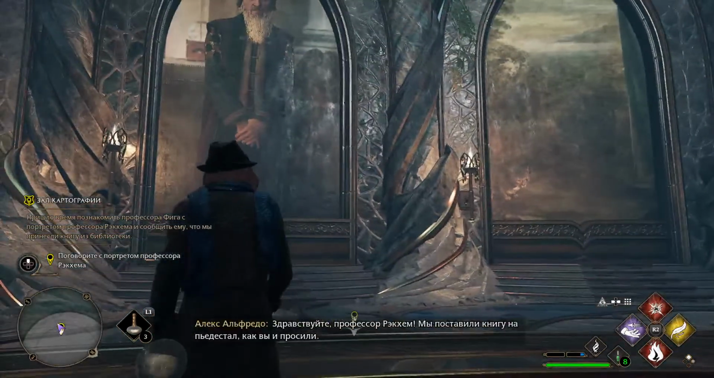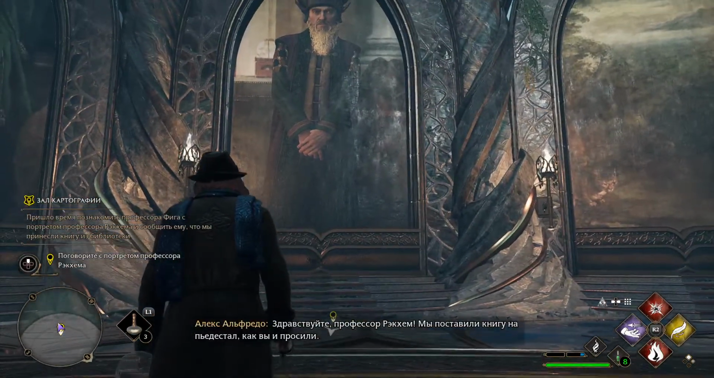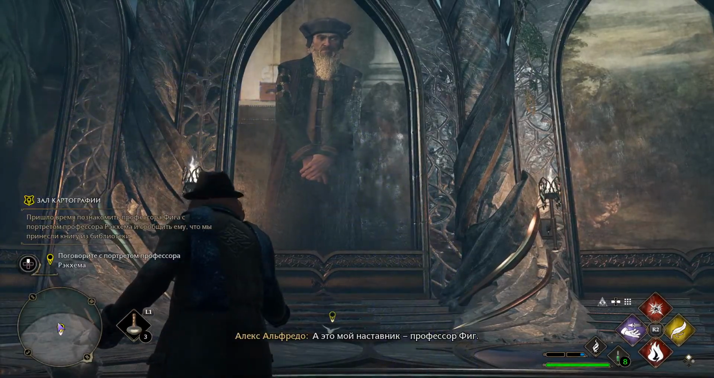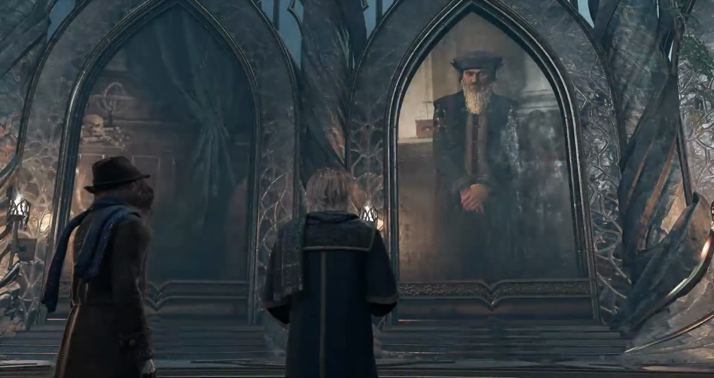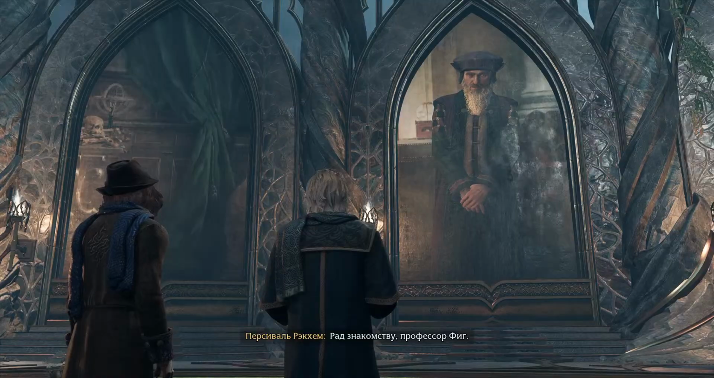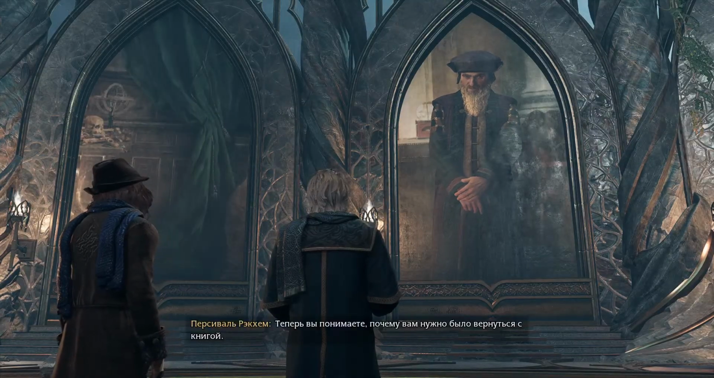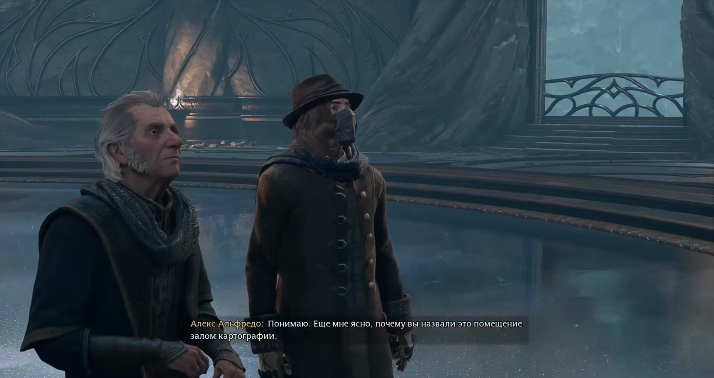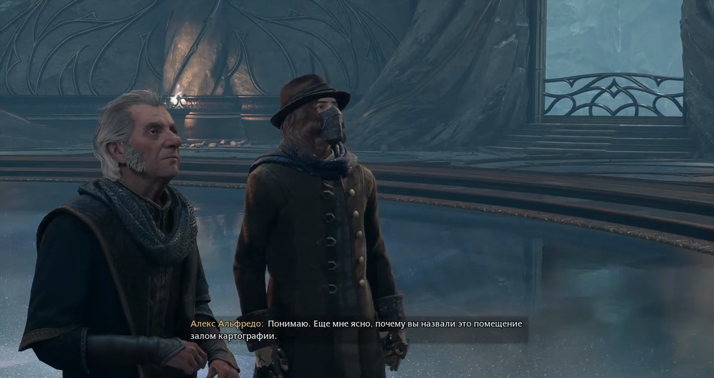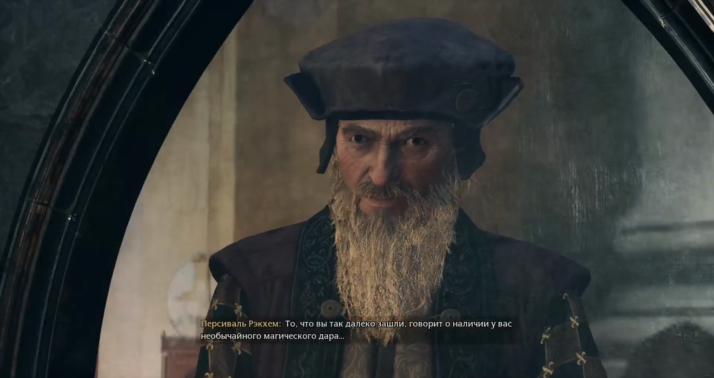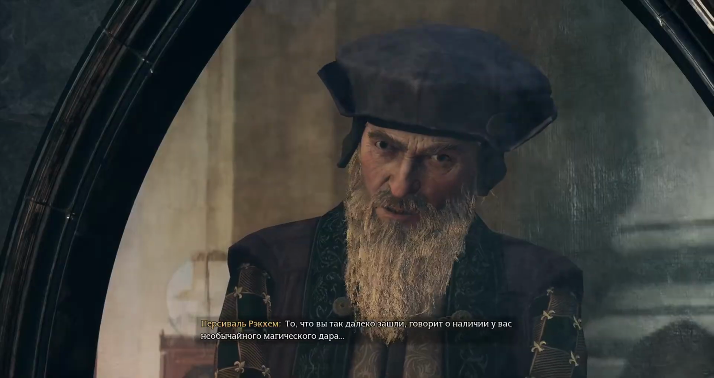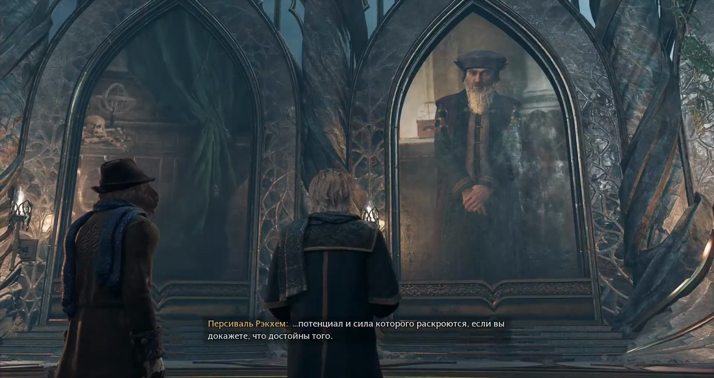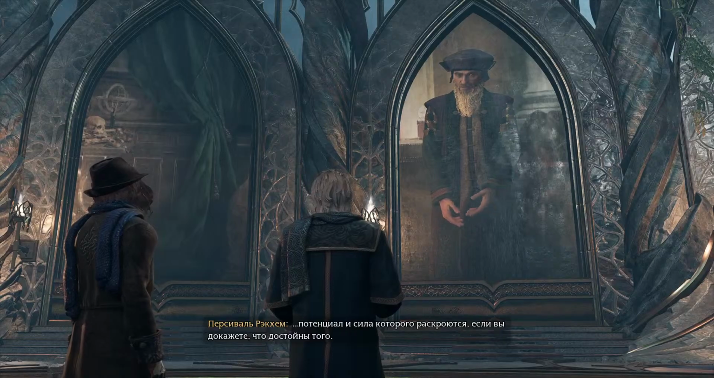Hello, Professor Rackham. We've placed the book on the pedestal as you asked. And this is my mentor, Professor Fig. How do you do, Professor Fig? And you, my young friend, see now why you needed to return with the book? I do. I also see why you refer to this room as the map chamber. That you have come this far tells me that you possess extraordinary magical ability, the potential and power of which will unlock should you prove yourself worthy.